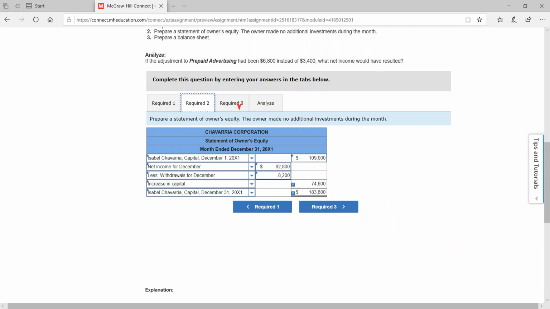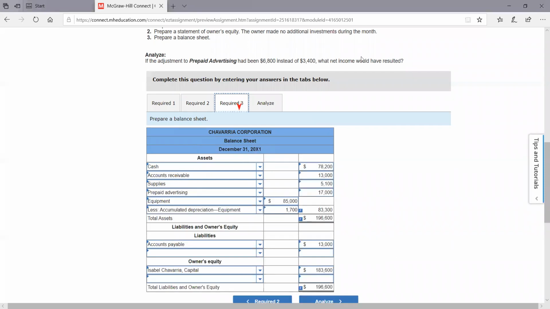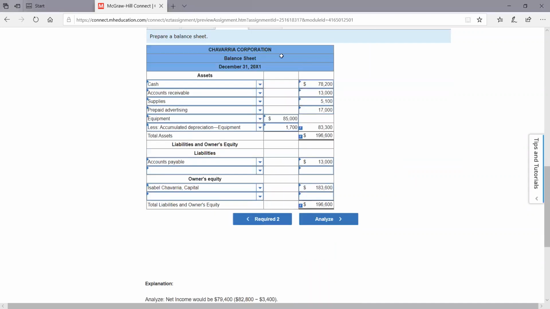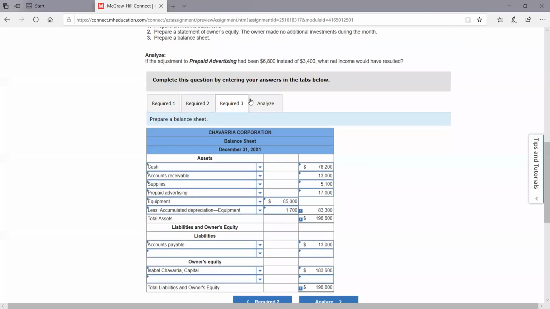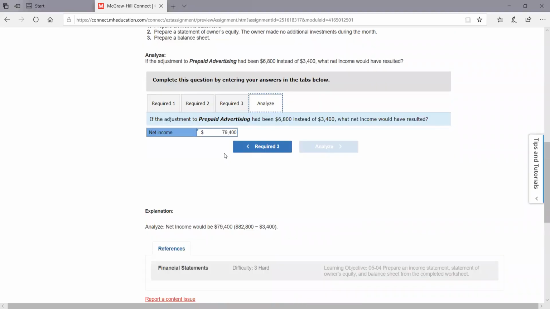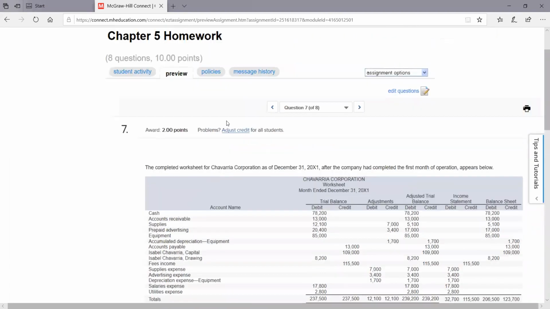So let's show you the balance sheet. Let me turn that off. And again, you're just pulling these numbers right from the worksheet, except that this capital account, that's the number you would have updated from the equity statement. But notice that you should still be balanced on your balance sheet. And then let's see, one more. On the last requirement, they just have a question about analyzing and so forth. So there's problem number 7.